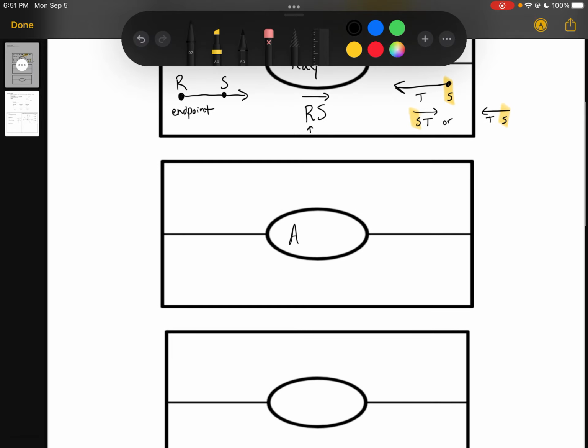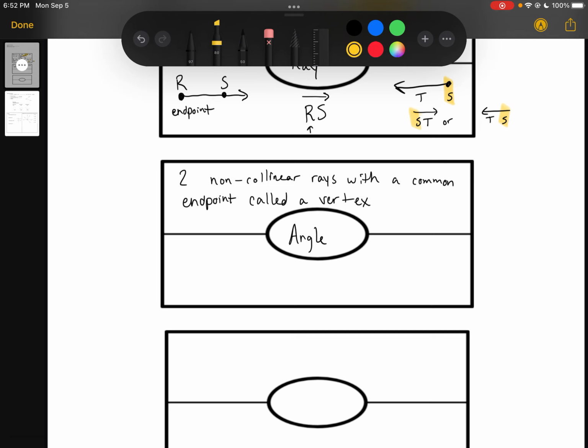Second definition here is angle. An angle is when we have 2 non-collinear rays with a common endpoint called a vertex. So non-collinear means that they just don't share the same line. And the second thing to note here is we have a common endpoint, and we call that a vertex.